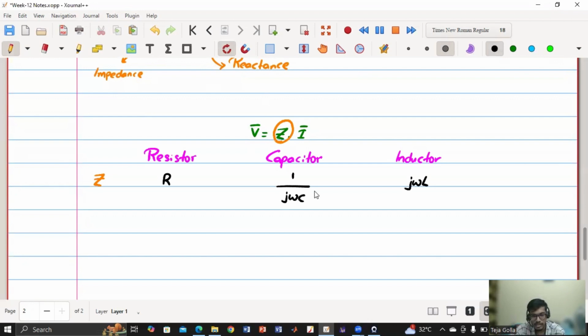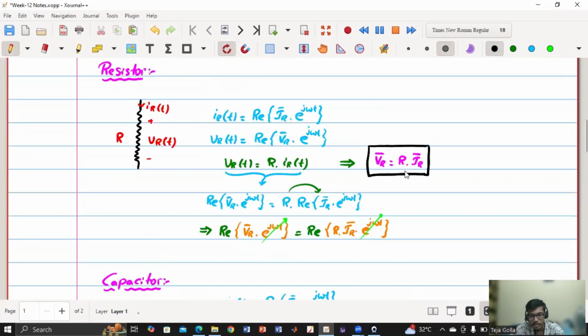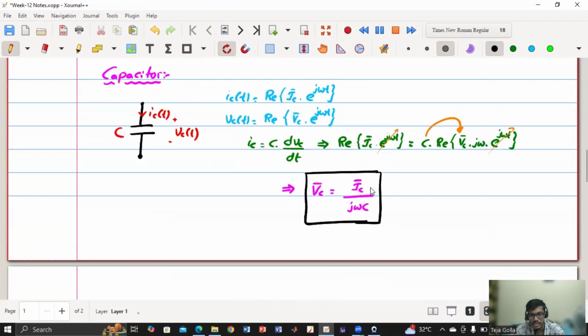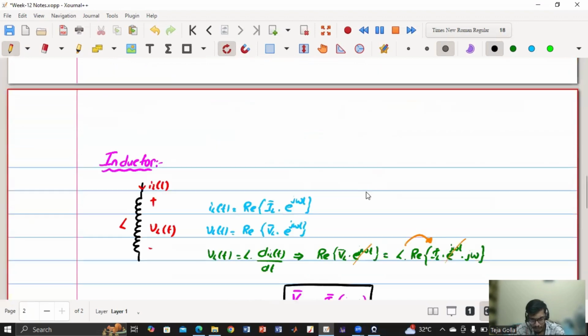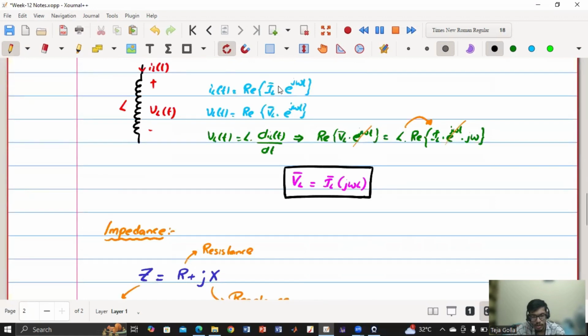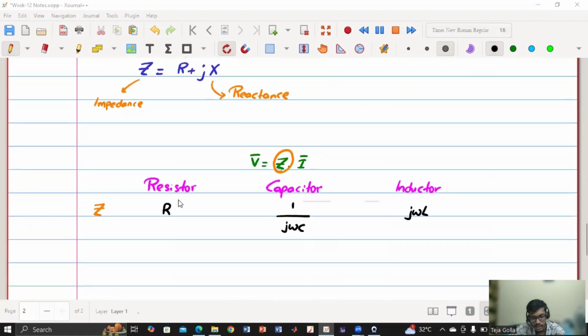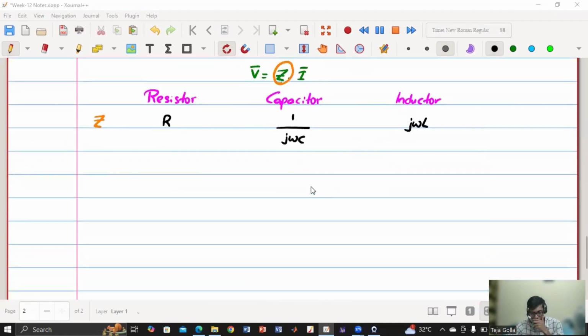How are we getting this? From our previous discussion, VR bar equal to R into IR bar. So if there is any voltage and current, for resistor, voltage equals resistor into current. Here, voltage equals 1 by j omega c into current. So here the impedance Z is 1 by j omega c. Here it is j omega L. Priya, is this clear? How are we getting these expressions?